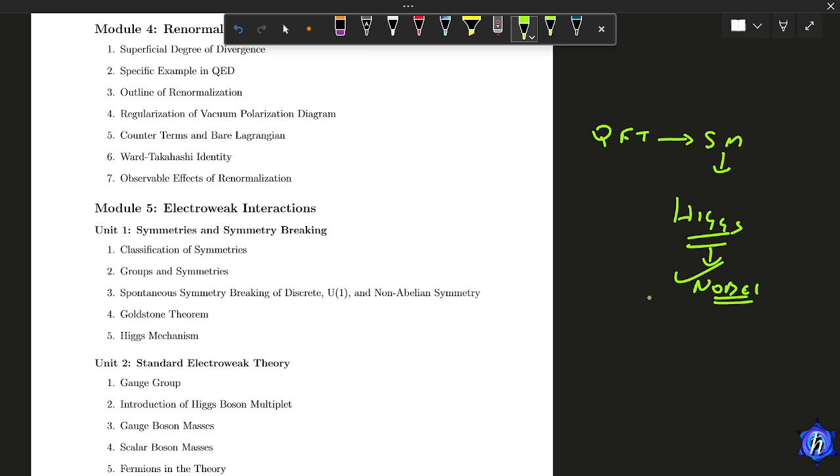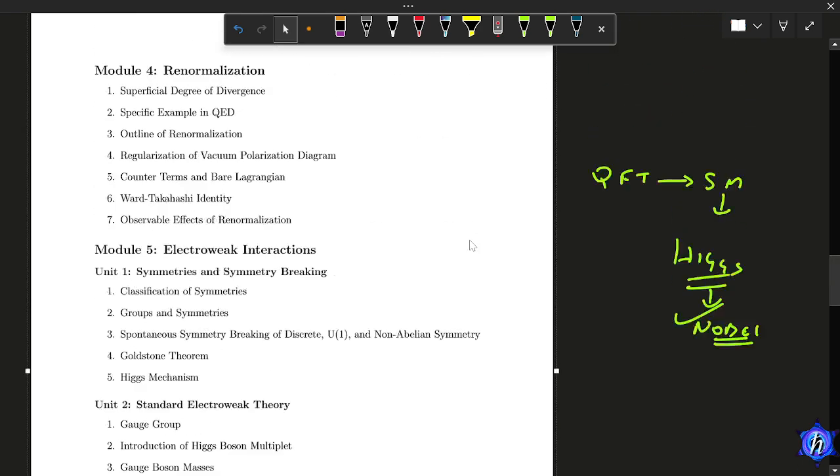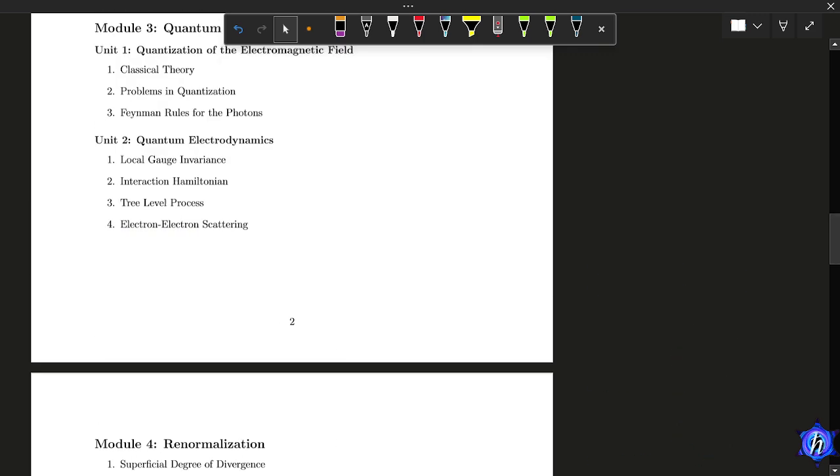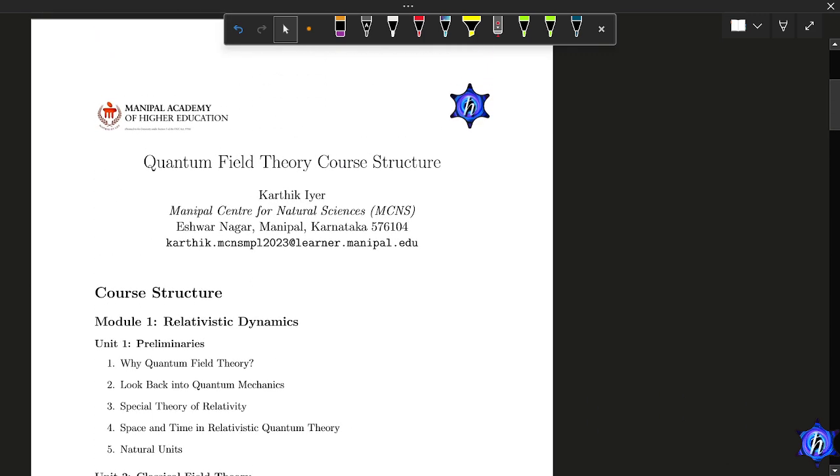Then we'll see the standard electroweak theory, which is the unification of electric and weak interactions. Yes, we'll see that as well. This is a brief outlook, and this is a brief module. This is the core structure that we will follow strictly. We will not deviate from this.